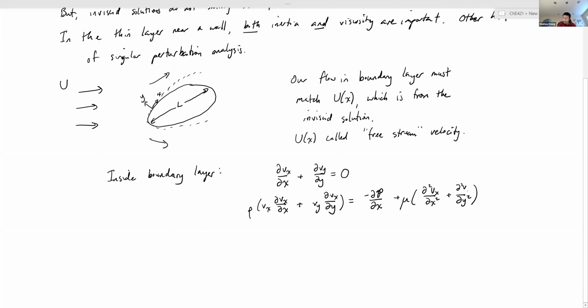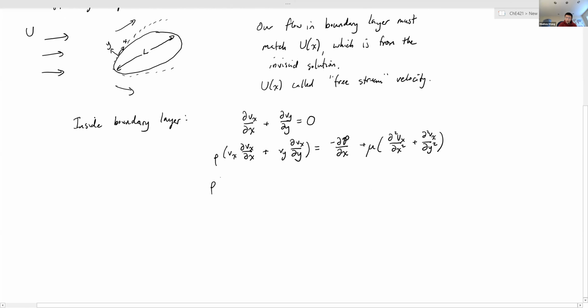That should be an x, not a y. And of course, you also have the y component of the Navier-Stokes equations. So here are the viscous terms for that.